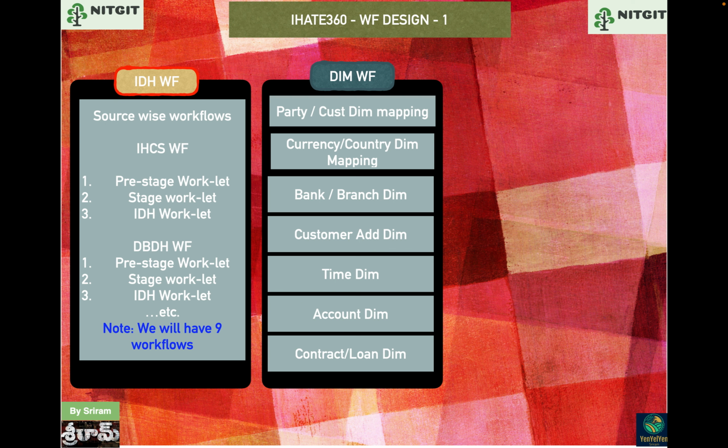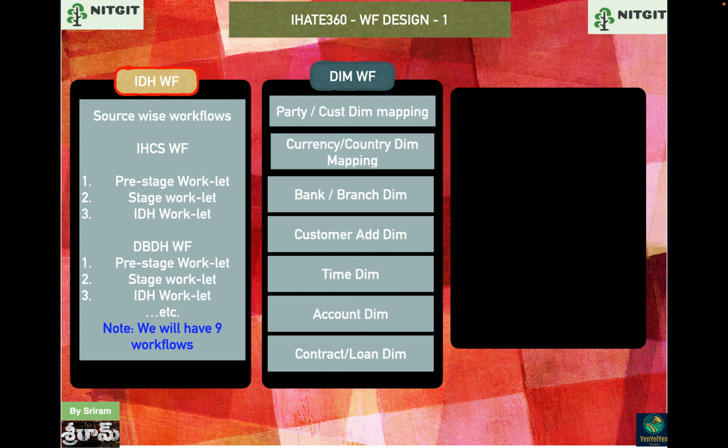In IDH workflow, it's like pre-stage. I have to dump the data from source system tables into the pre-stage workflow. So for pre-stage tables, say for example 10 sessions are there, then I will create a separate worklet. Likewise, we load into stage IDH also, right? And dimension workflows are like this. These are not source system wise, they will be dimension wise.